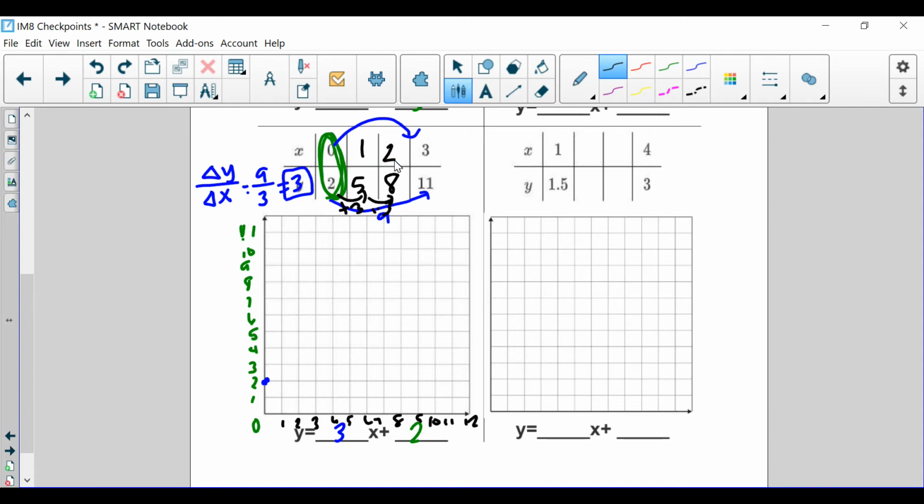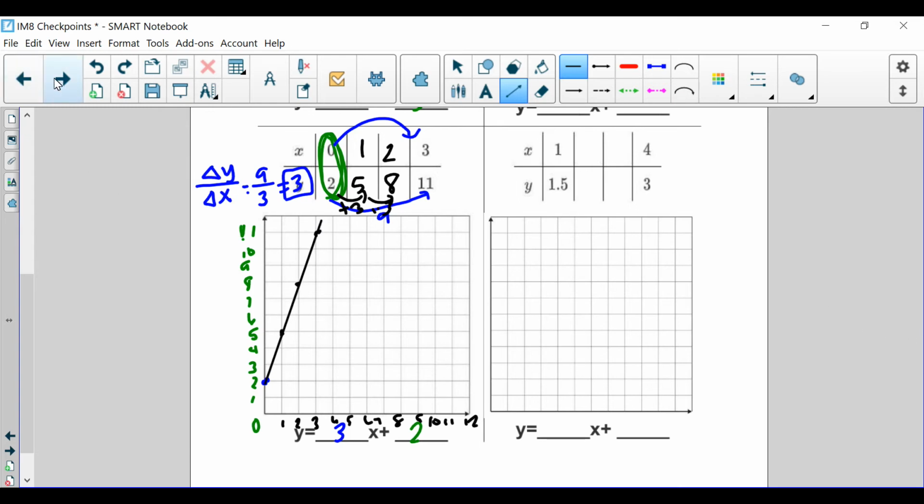Then over here we've got number 1. 1 goes with 5, which is here. 2 goes with 8. And 3 goes with 11. Alrighty, so far so good. Then we're going to connect our points. And there is our line. Woohoo! Yay, we got it.